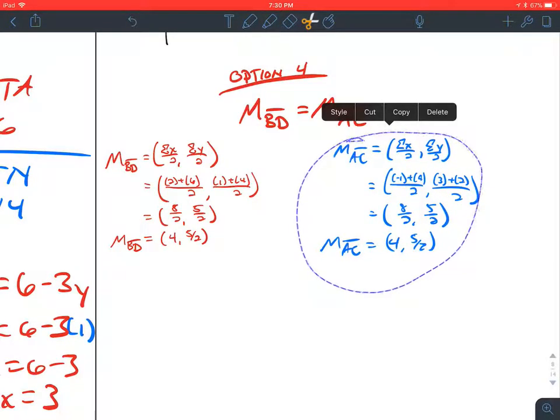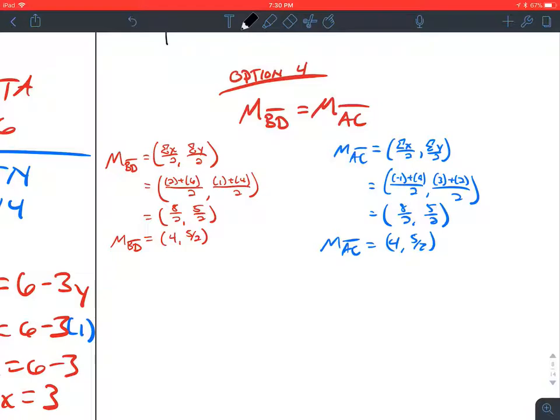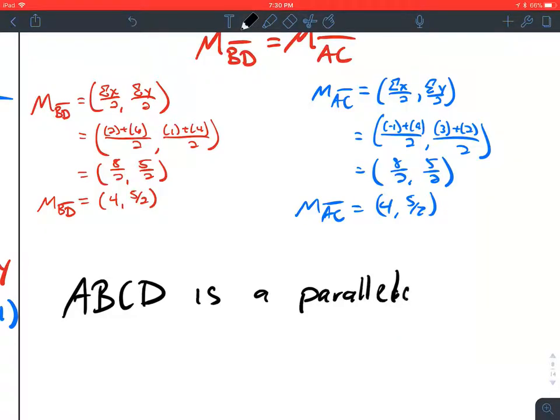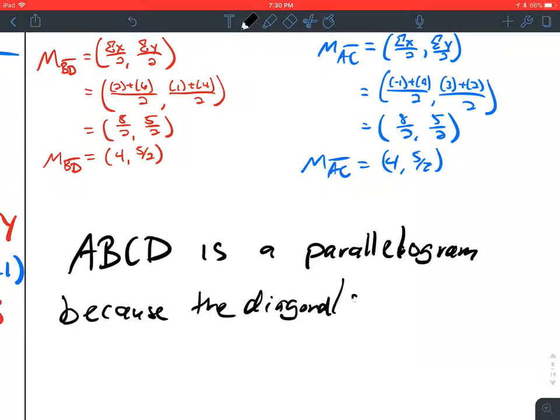If the midpoints are the same, it means the diagonals bisect each other. So the question was, determine if the quadrilateral was a parallelogram, and we're going to say ABCD is a parallelogram. Then we're going to say why, because the diagonals bisect each other.